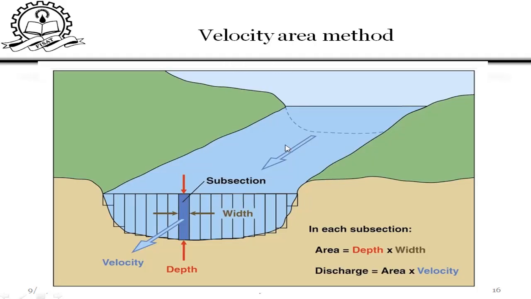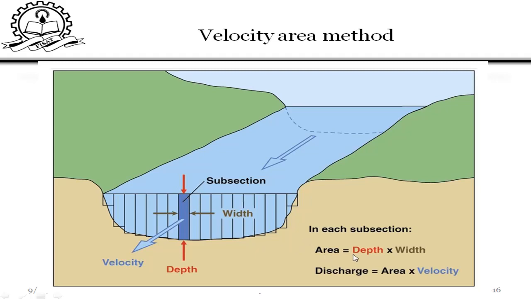This represents the velocity area method. We divide the cross section into a number of small subsections, and for each subsection we have to measure the depth and width of the section, and measure the velocity of the subsection using a current meter. We measure the velocity at a depth of 0.6 times the mean depth below the surface of the stream.